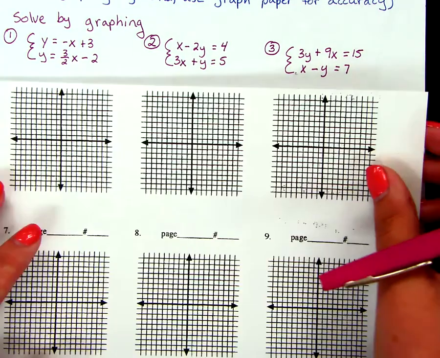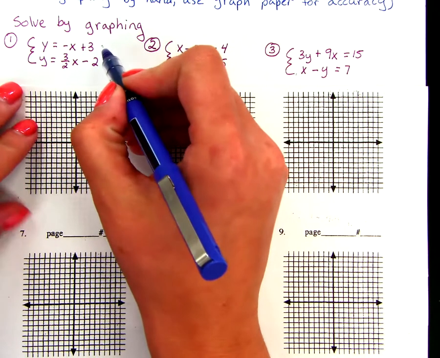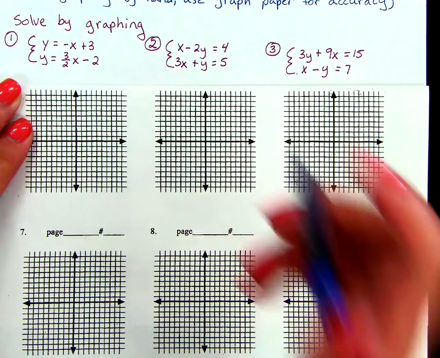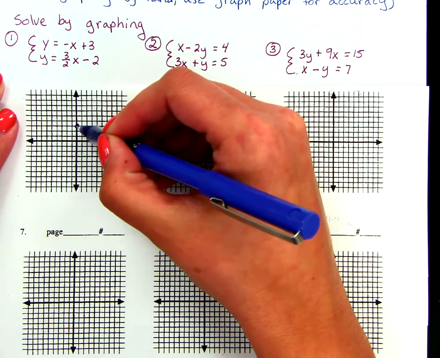Here's my graph paper. Okay. So again, our first step should be to make sure that our lines are in slope-intercept form. And for my first problem, they are. So we can just start graphing those. So the first one I'm going to do in purple. So if we graph that, we're going to start up at 3. So 1, 2, 3. Here's my point.